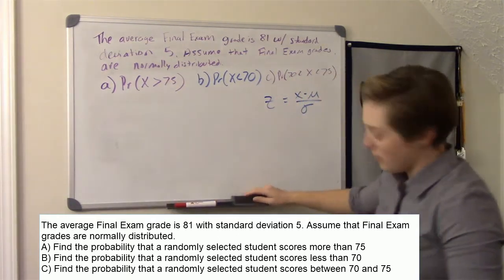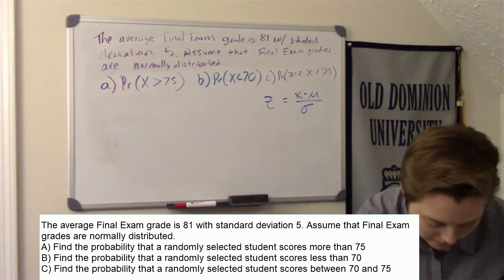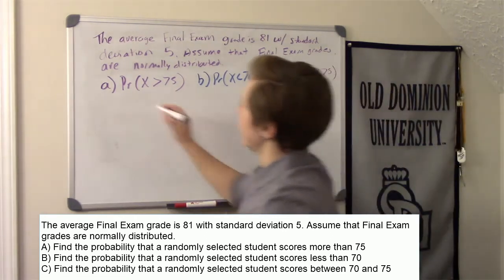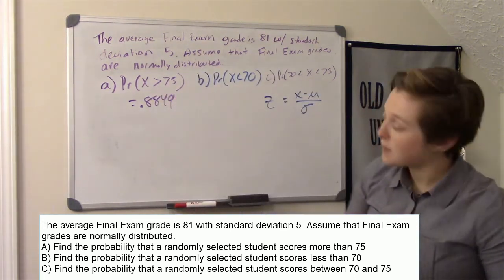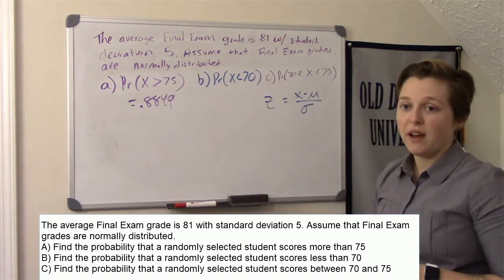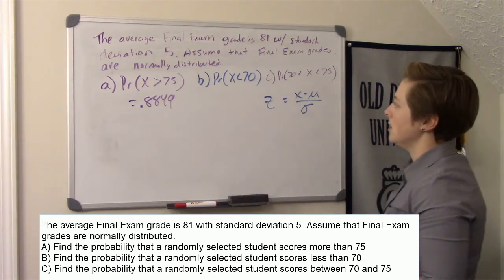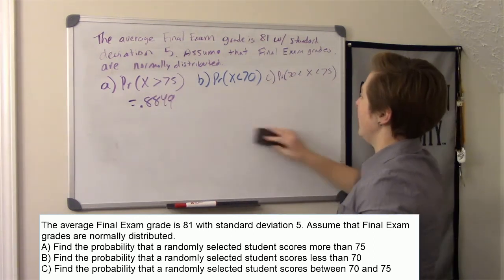So what was it? 0.8, let me go and write it down. 0.8849, is that right? So that's a pretty good probability of scoring more than 75. Really good, actually. Alright, so now what's the probability someone scores less than 70?